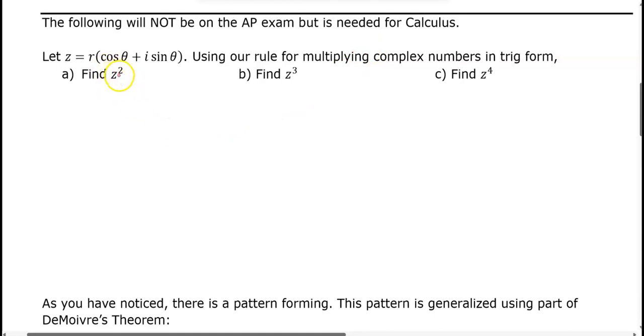If I do z squared, that means this is z right here. That means z squared would be r times r, and then cosine of theta plus theta, theta plus theta, and then plus i sine of theta plus theta.